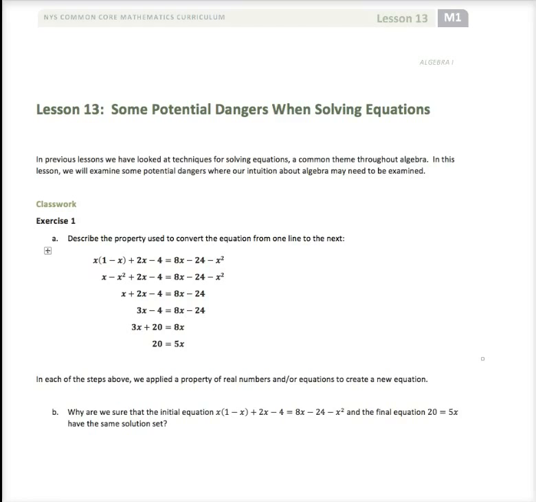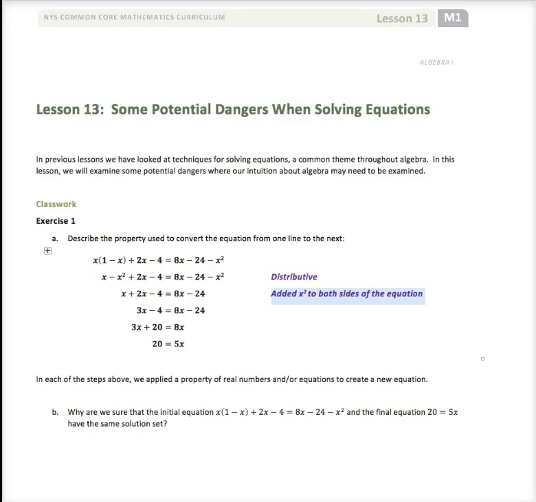So in the first problem, let's go ahead and describe the properties used to convert the equation. If you notice, the parentheses disappeared, so we have to think about what allows that to happen, and we provide the idea that it was the distributive property. In the next one, what I see is that negative x squared has been knocked off of each side. So let's say that we added x squared to both sides of the equation.